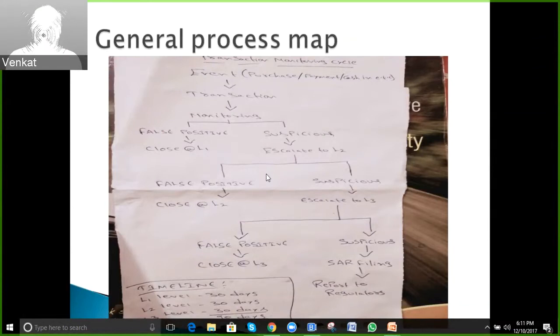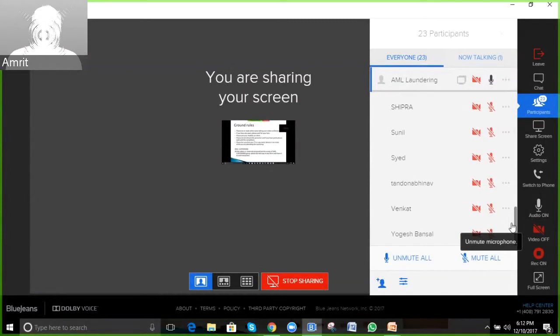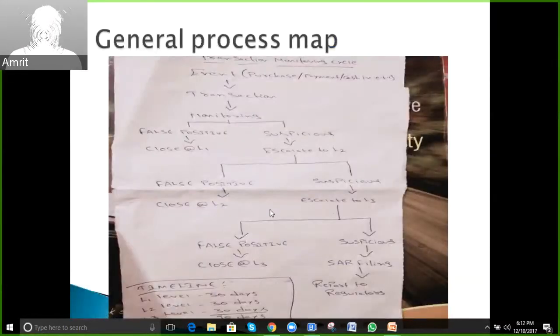Go ahead, Hemant. Hello, yes, guys, I just have a small disconnect in this particular part. My name is Amrit, just for recognition purposes. I think the flow which Hemant is explaining is much more related to the transaction screening process. I don't think it is a transaction monitoring flow per se.